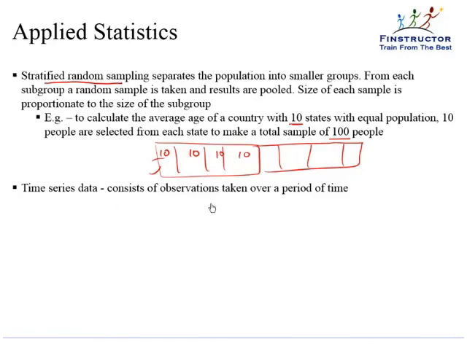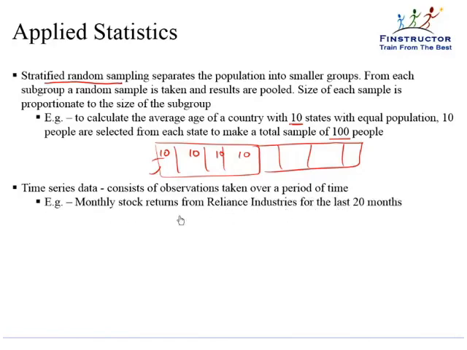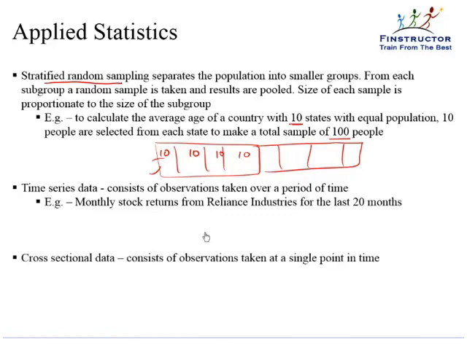Time series data consists of observations taken over time. For example, monthly stock returns of Reliance Industries for the last 20 months. That's also a set of data. It is data collected over time. I can calculate an average. I can calculate a standard deviation that will tell me how the data is dispersed around the mean.